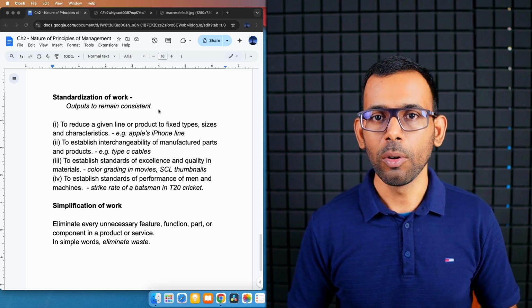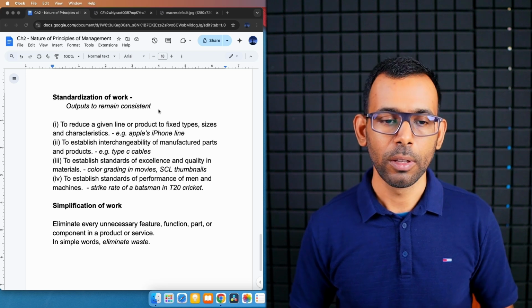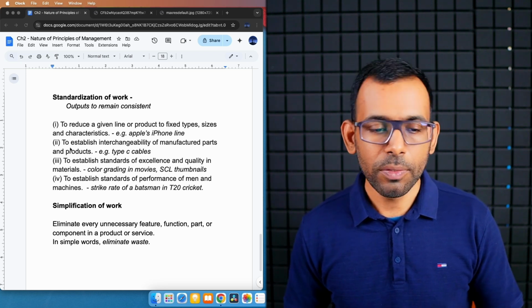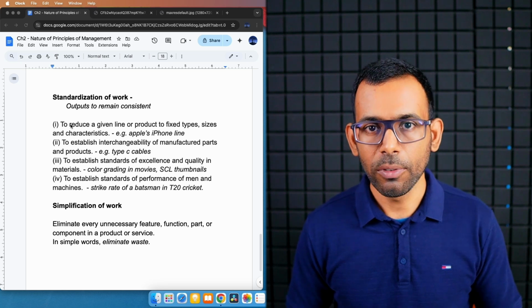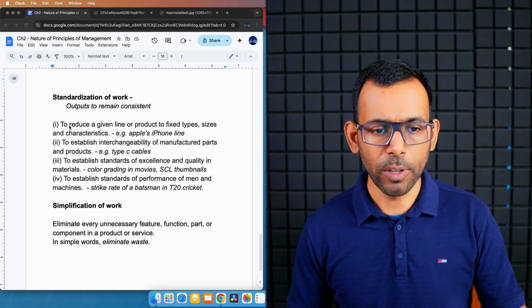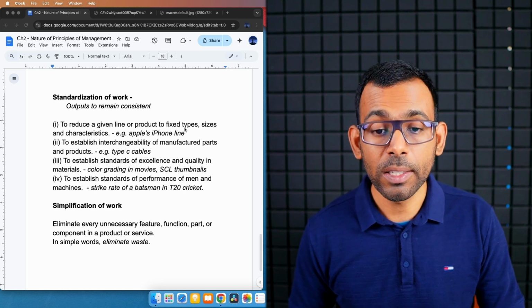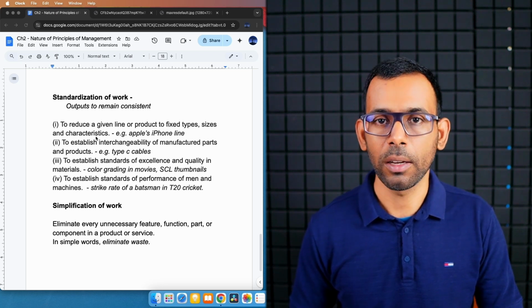Now let's talk about some specific aspects of it. What Taylor wants standardization to achieve. Taylor believes that standardization should achieve the following four things. The first is to reduce a given line or product to fixed types, sizes, and characteristics.